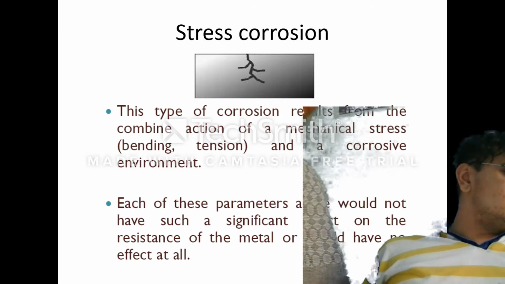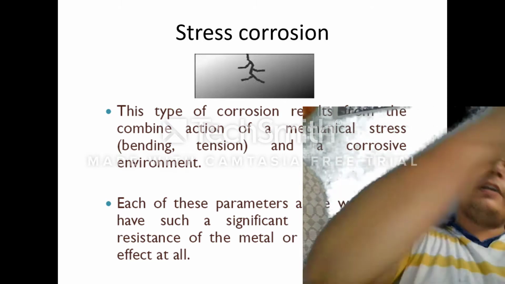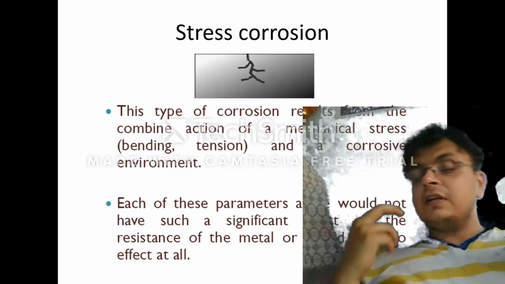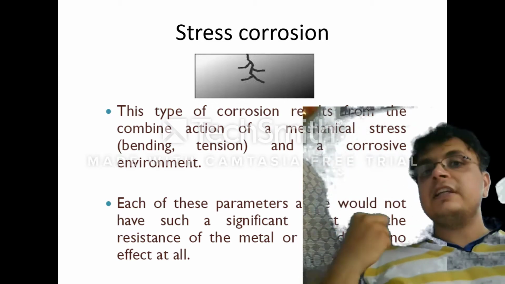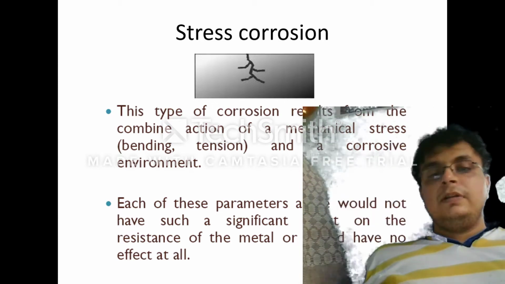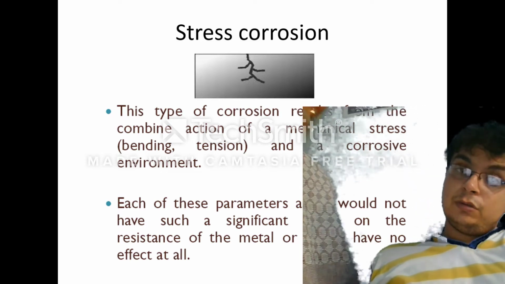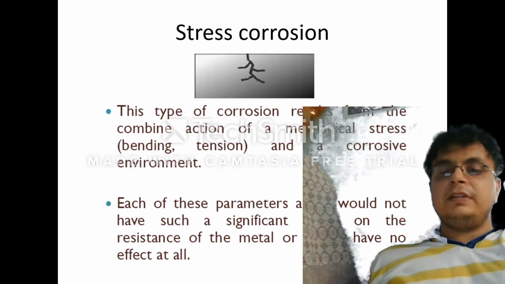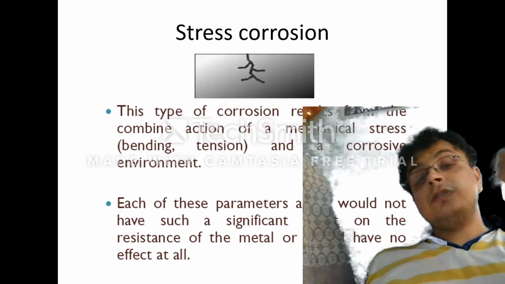We all know that once corrosion takes place, the load taking capacity is reduced. If the metal is already being stressed because of loading, and tension or compression has occurred, then there is a further reduction in the strength or load taking capacity of the metal, and as a result corrosion takes place. That is stress corrosion. Each of these parameters alone would not have a significant effect on the resistance of the metal, and might have no effect at all.